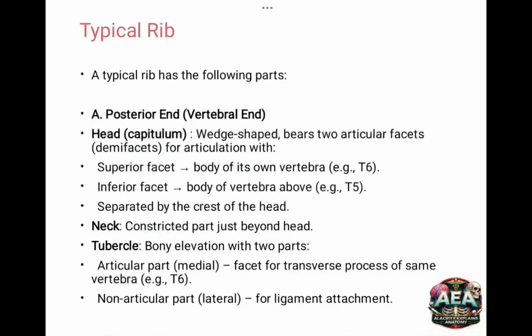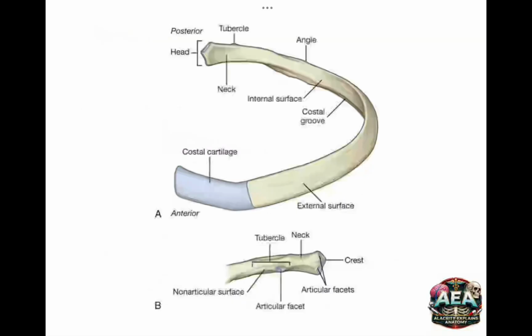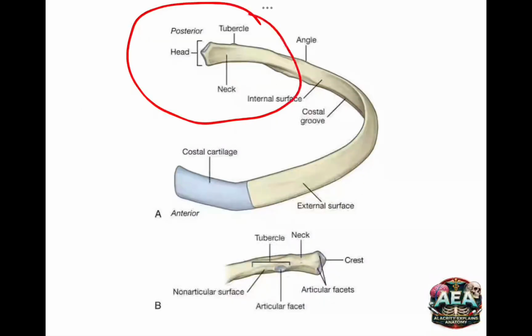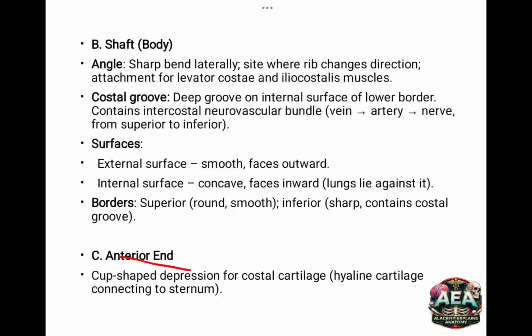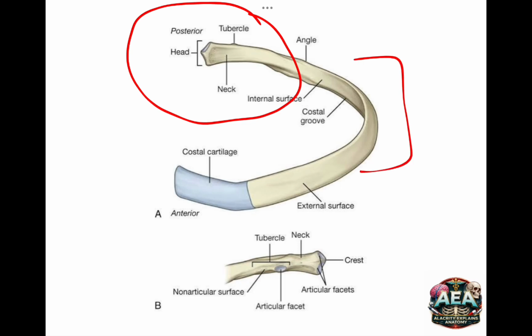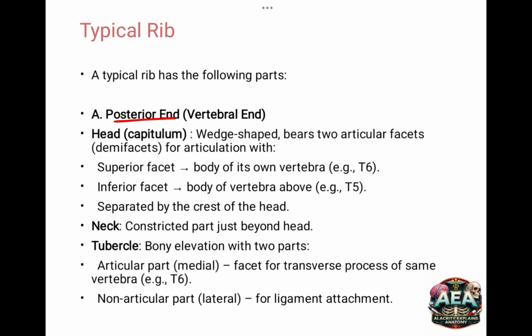Now let's look at typical ribs. The typical ribs have the following parts. They have a posterior end, which is the vertebral end. They have an anterior end, and they also have a shaft. This is the shaft, and this is the anterior end, while this is the posterior end. So let's start with the posterior end. The posterior end has a head that is wedge shaped.